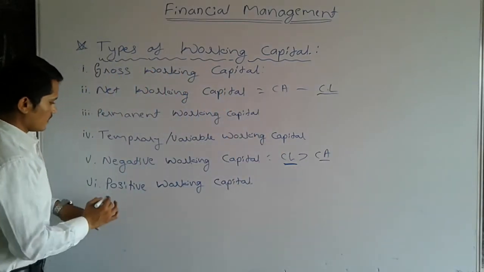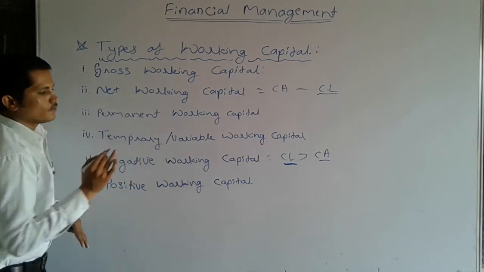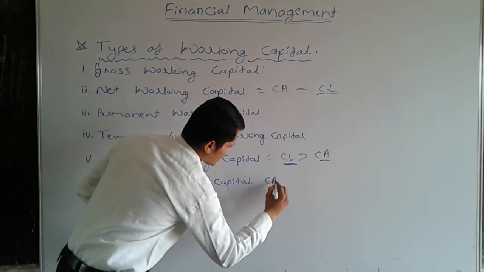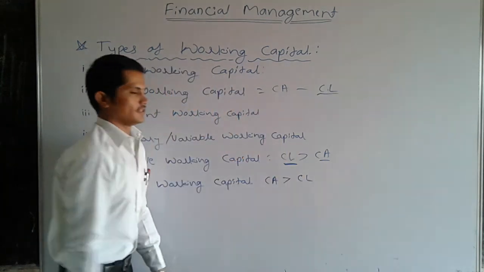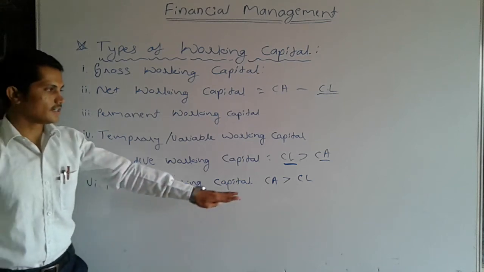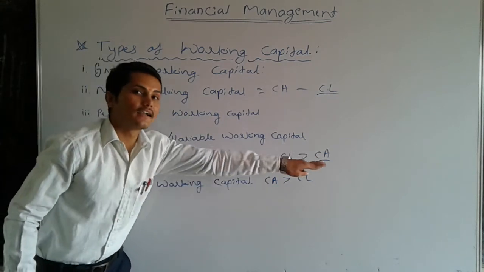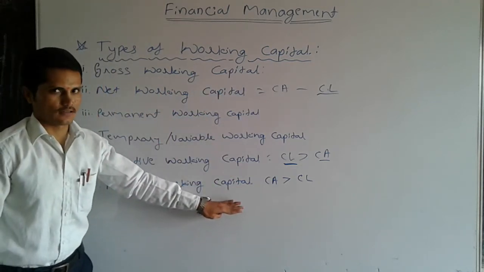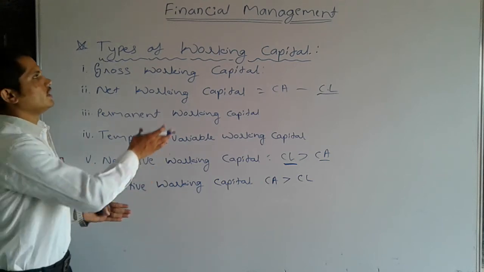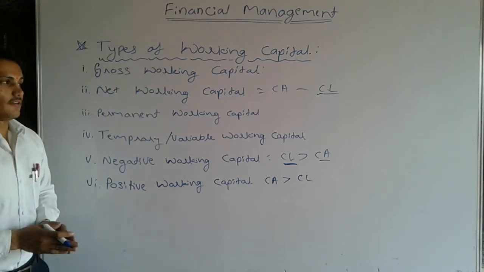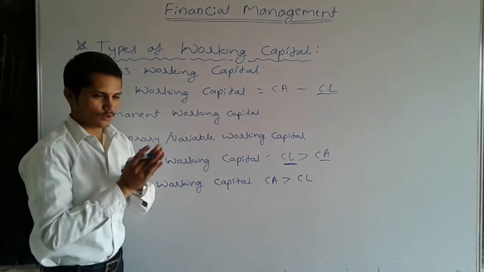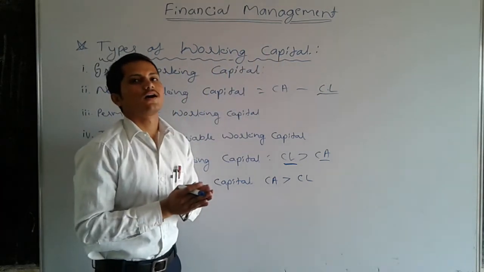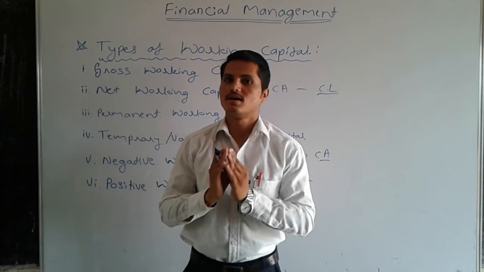Similarly, the next important one is positive working capital, which is the reverse of that. That means current assets are greater than current liabilities. Where the current assets are more than the current liabilities, it is known as positive working capital. This is a brief on the types of working capital, and in the next class we see the profitability on the basis of working capital, which is very essential for examination purposes.